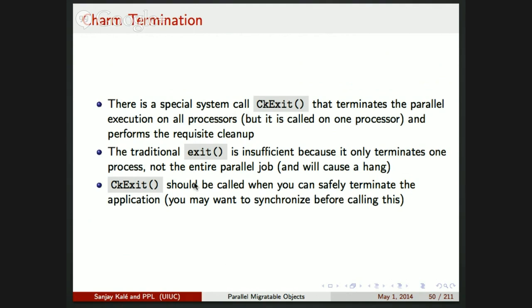And for Charm termination, again, we saw CkExit before. It ends the parallel execution on all processors. You only have to call it on one, and that performs all the cleanup for Charm itself. So instead of calling exit, like in the traditional sense, which would only terminate one process, we just want to make sure that when you're exiting a Charm program, you call CkExit, which handles all the cleanup that Charm needs and ends the entire application on all processors. And again, this can be called from any chare on any process. It doesn't need to be called from main or from a particular PE in the system. It can be called from anywhere.